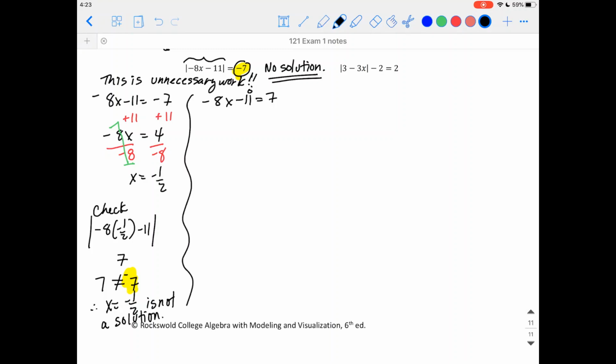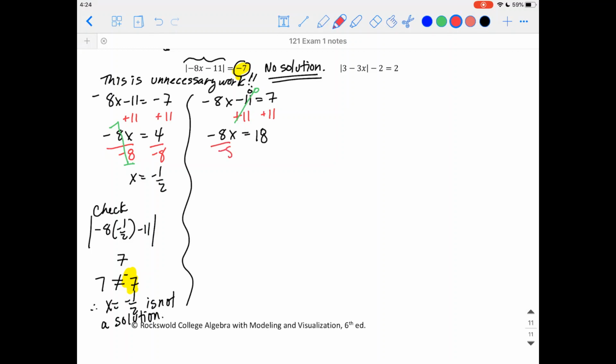Let's do the next one. What if we have, so for this one, we would do the same process except that we're starting off with positive 7, not negative 7. So we're going to add 11 to both sides. And I should technically say these simplify to 0. And I'm left with negative 8x is equal to 11 plus 7, which is 18.